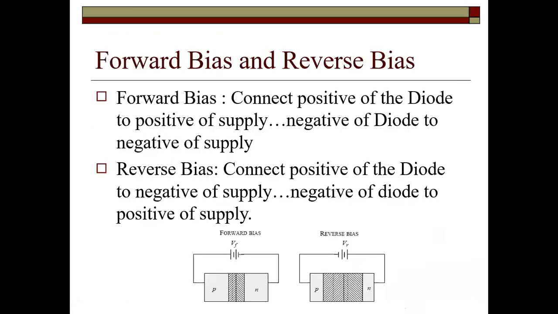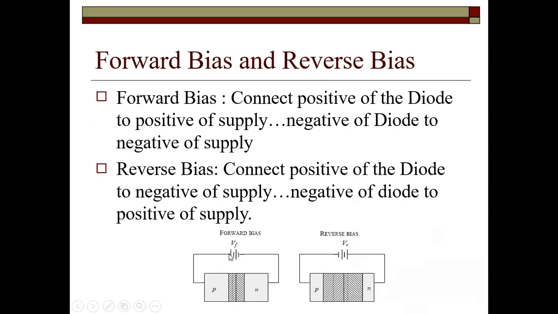Now we want to study what forward biasing and reverse biasing are. Read this: forward bias and reverse bias. Then I will say what forward bias is. Forward bias is very simple.